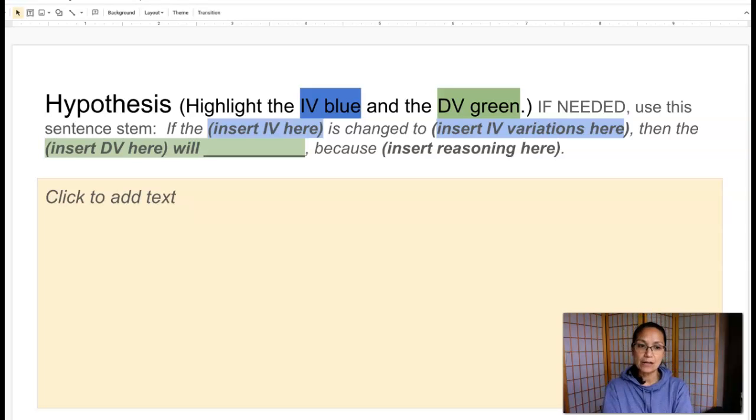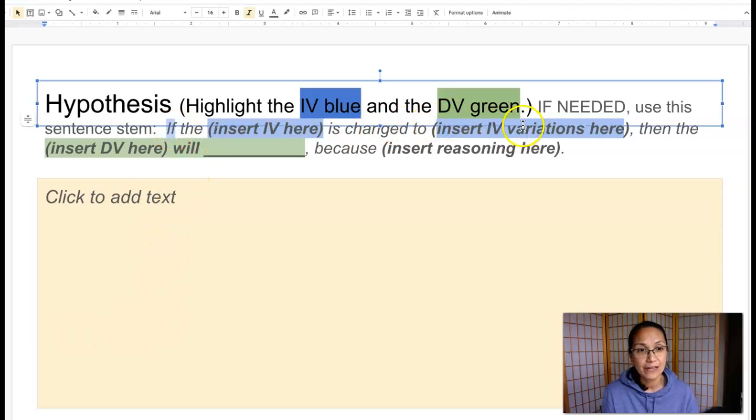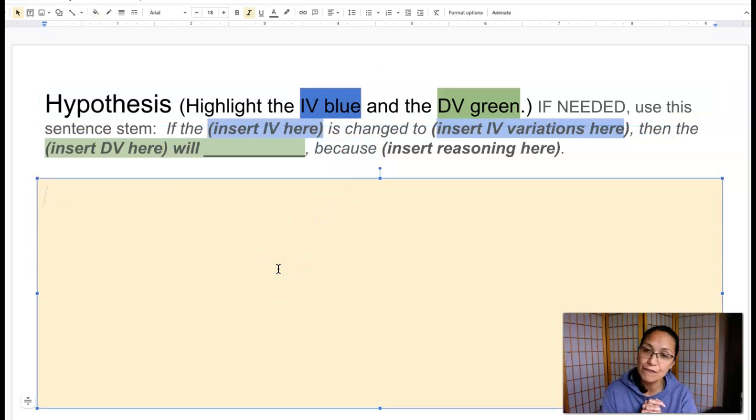Right, so this is how to create a hypothesis. Okay, hypothesis. To create a hypothesis, use this sentence stem again. It's called the if, then, and because statement.